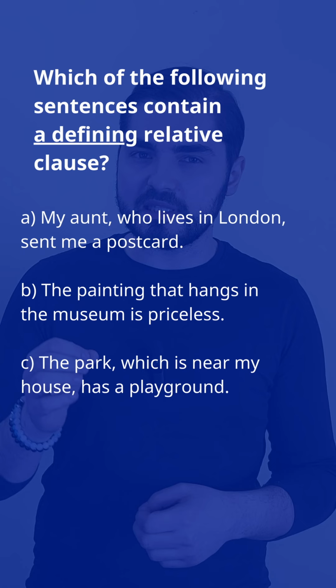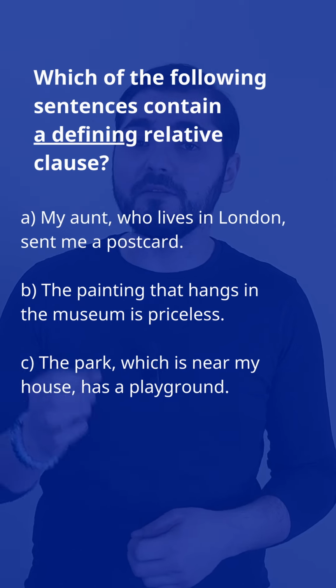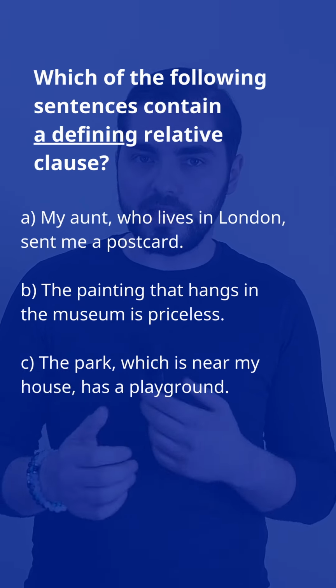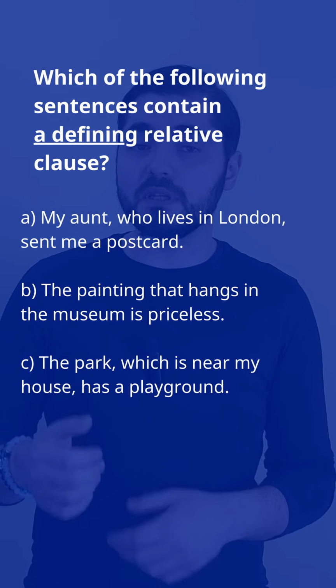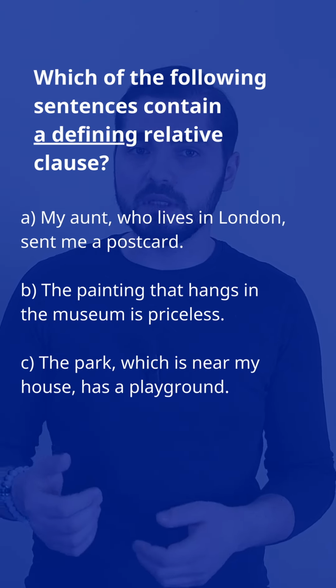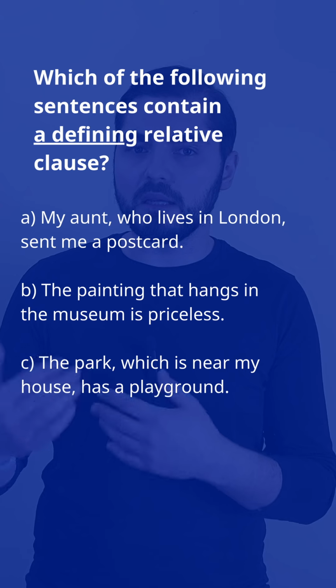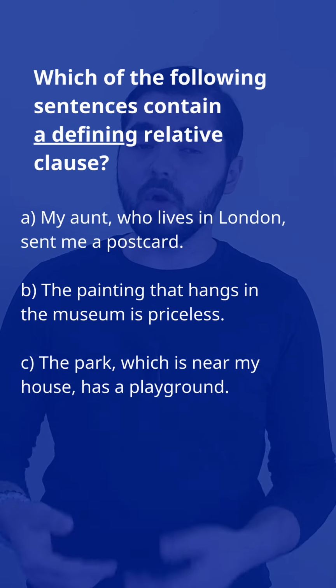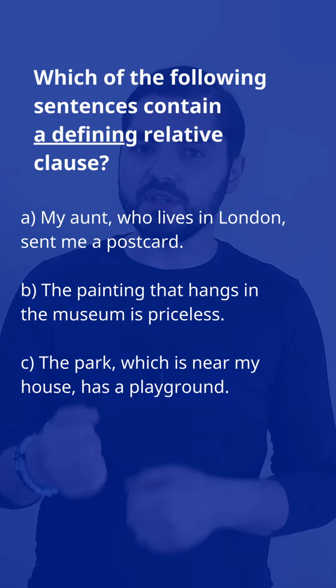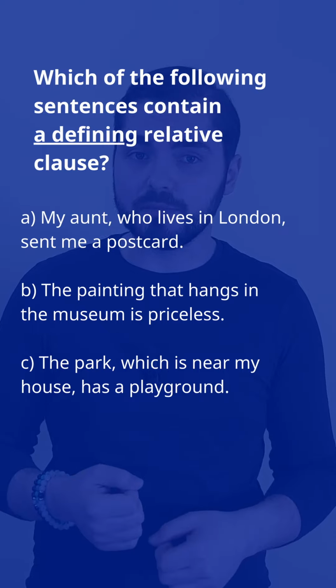And which of the following sentences contain a defining relative clause? A. My aunt, who lives in London, sent me a postcard. B. The painting that hangs in the museum is priceless. Or C. The park, which is near my house, is a playground.